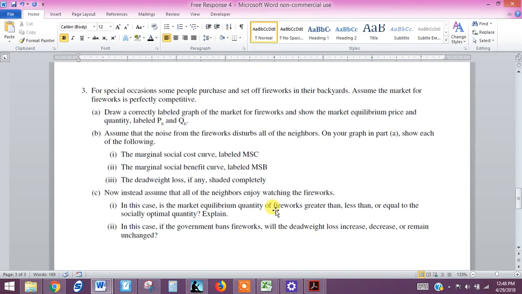So we have a situation where people are firing off fireworks. And we're assuming that the market for fireworks is perfectly competitive. And we want to draw and correctly label a graph for the market for fireworks and show the market equilibrium price and quantity. Okay, so that's very easy, right?